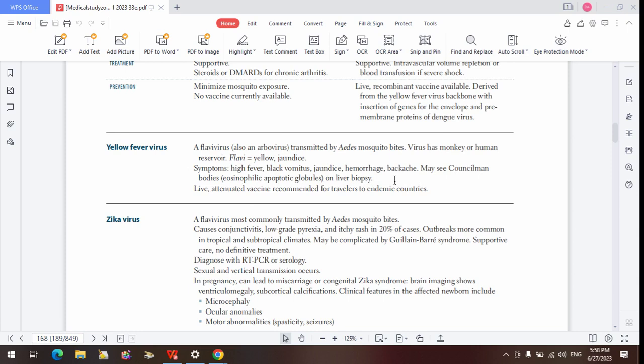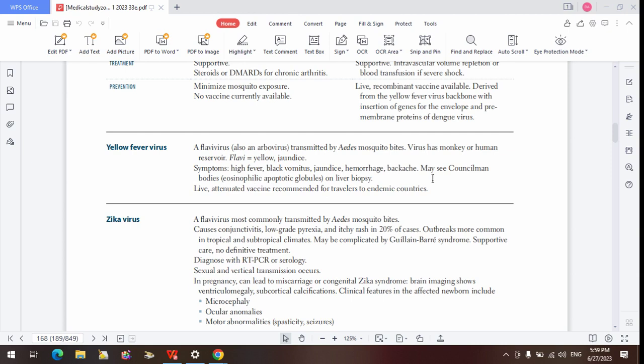And by the time you are vomiting, it's going to contain black vomitus. And one thing about yellow fever is that it typically causes muscle pain, and the muscle pain typically occurs at the back. I don't know why, but it causes typical muscle pain at the back. And what do you see on liver biopsy? Councilman bodies. Don't forget, Councilman bodies are peculiar to yellow fever virus.